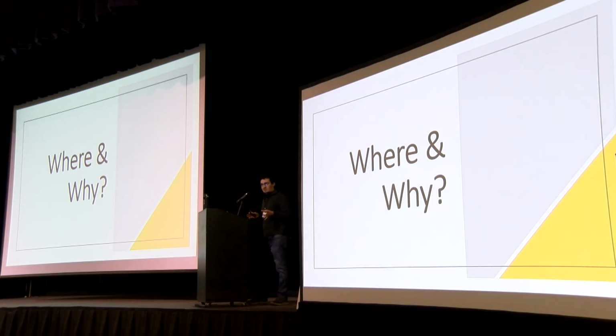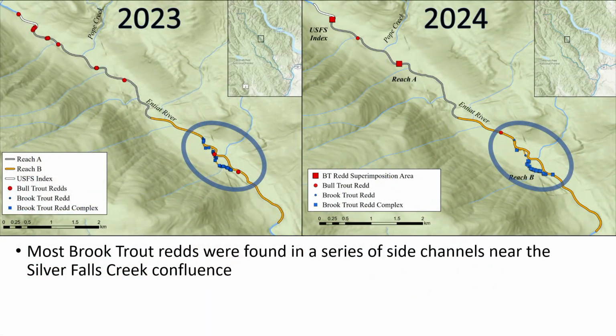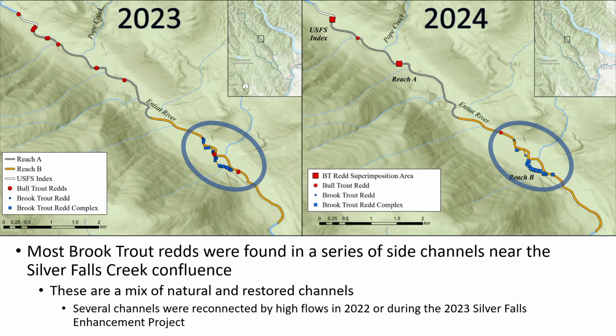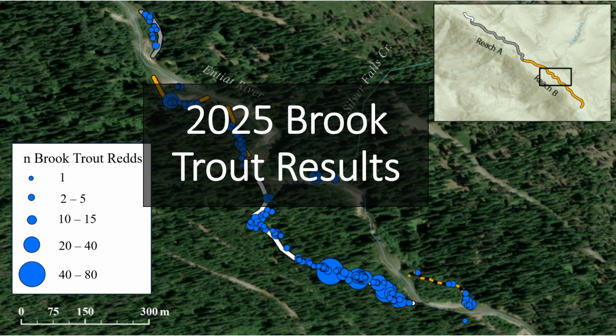Okay, so let's get back to this data and talk about the where and the why of it. As far as where these reds are being built, most of the brook trout reds were found in a series of side channels known as the Silver Falls Creek Confluence. These side channels are a mix of natural and restored side channels. Several of the channels were reconnected by high flows that we think happened in 2022 or during the 2023 Silver Falls Enhancement Project.